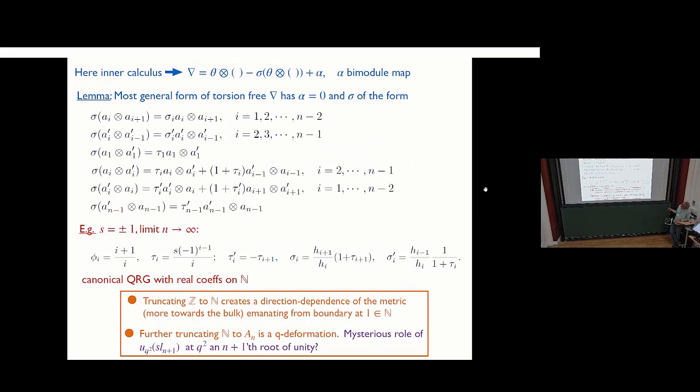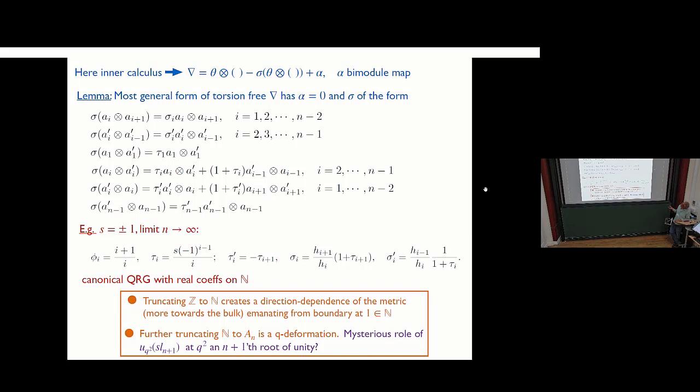I won't tell you the proofs because I haven't got time. But just to give you a hint, first thing is that because the calculus is inner, the calculus has, I think there's a typo here that's meant to be the other way around. Anyway, a connection on inner calculus has a very simple form. It's given by a kind of commutator with the braiding plus a bimodule map alpha. But if your graph doesn't have any triangles, which is the case here, then alpha has to be zero.